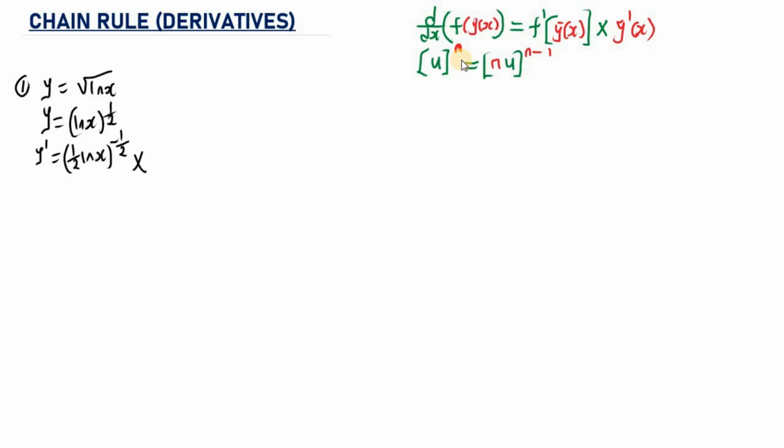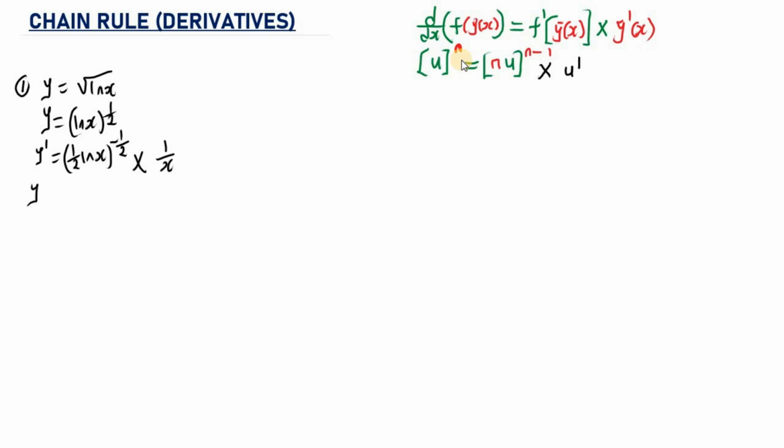Then now we need to multiply this by the derivative of the inside function. I forgot to mention this here. We need to write multiply by u prime. This is the chain rule. So what is the derivative of ln of s? The derivative of ln of s is going to be 1 over s.